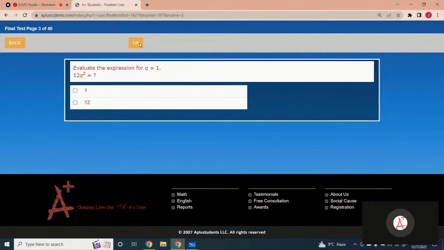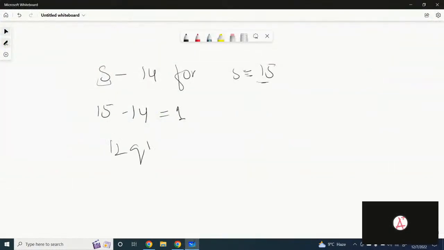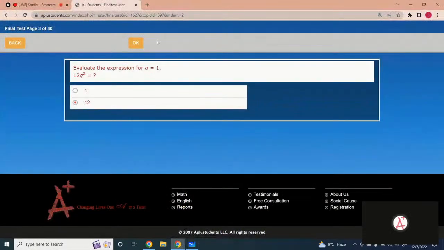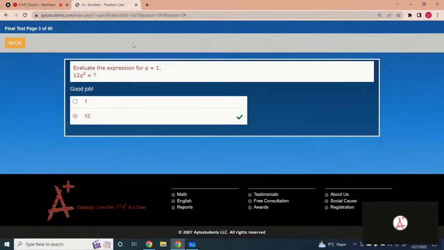Okay, evaluate the expression 12q square for q equals 1. Just replace the q with the value. Q has the value 1. So it would be 1 square. 1 square means you have to do 1 times 1. Got it? 1 times 1 is 1, and 12 times 1 is 12. Very good. Yes, the answer is 12. Just select the correct option and click on the OK button.